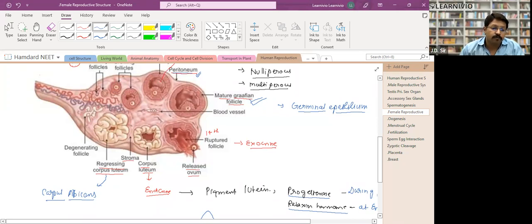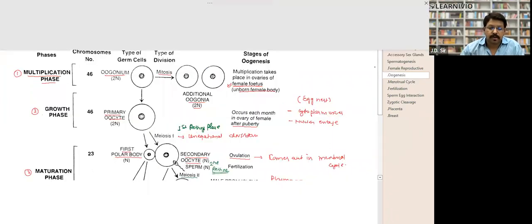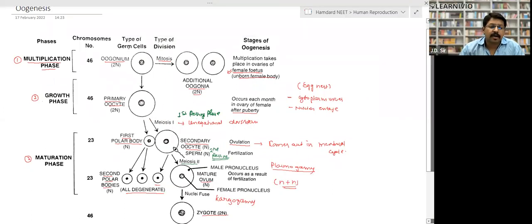This inner layer of the ovary is made up of germinal epithelium. I told you a few minutes before. So every sex organ has germinal epithelium, because the formation of gametes takes place from the germinal epithelium. So what happens? Look, from the germinal epithelium there are germ cells, and these germ cells are called oogonium.